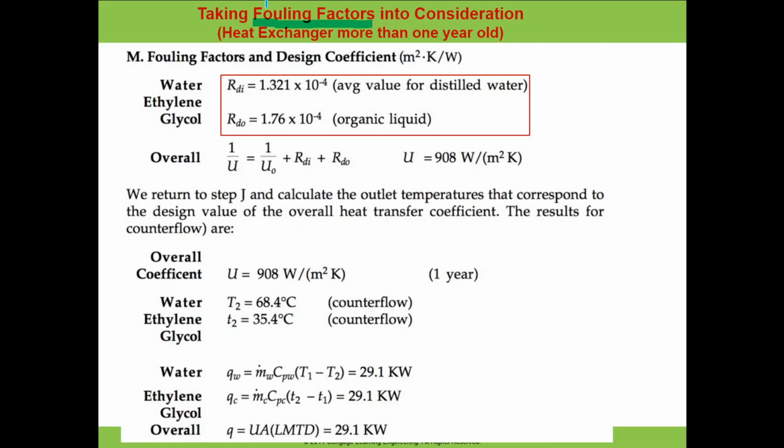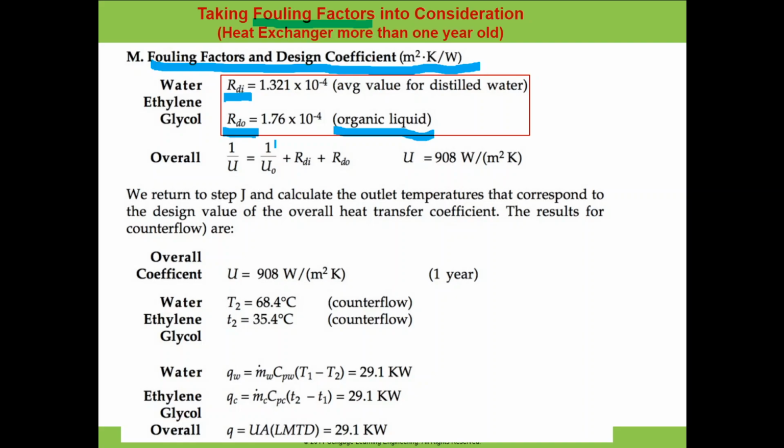So if we take into account the fouling factors in our design, then we need to find out what is the fouling resistance for the two liquids that we have. We have the distilled water, so we can take the fouling factor for the water, and we have the ethylene glycol, which is an organic liquid, so we can take the fouling resistance for the ethylene glycol.